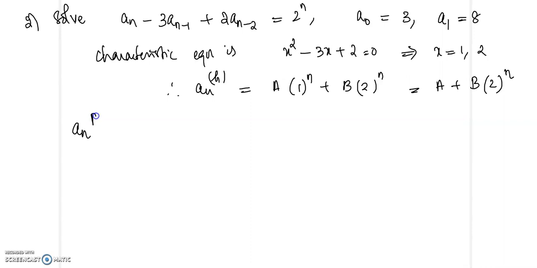Now for finding a_n^(p), on the right side we have the function f(n) equal to 2 raised to n.